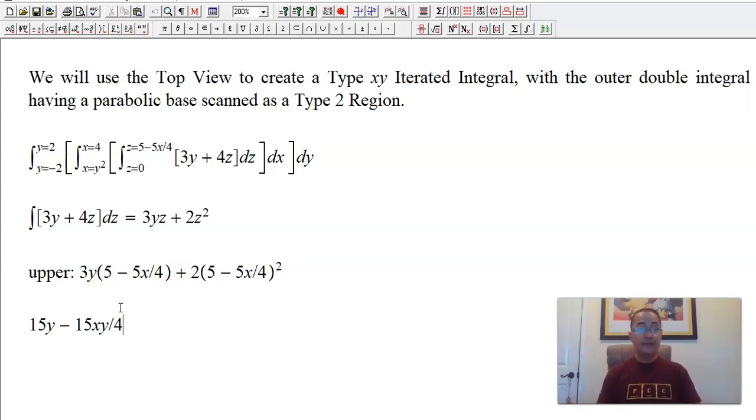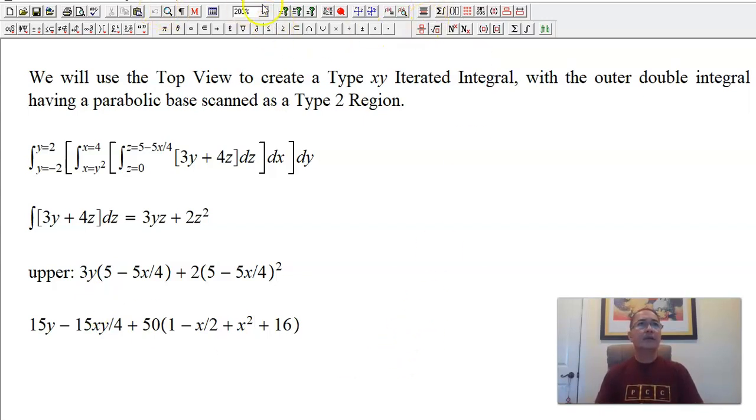25 times 2, we're going to get 50. So 50 times, the 5 is gone, 1 minus x over 4. Square, that's 1 minus x over 2 plus x squared over 16, I do believe. Okay, and then distribute that.